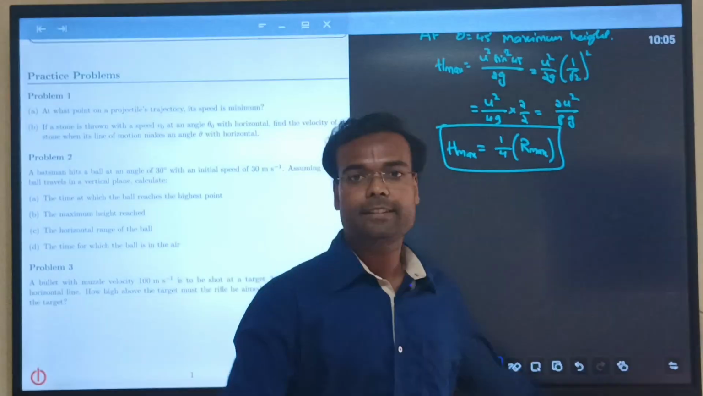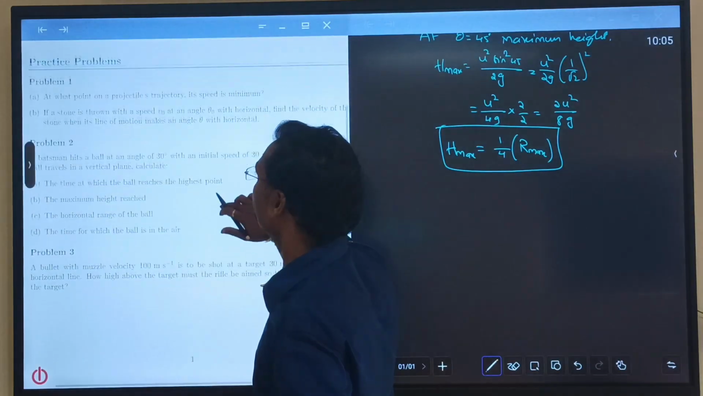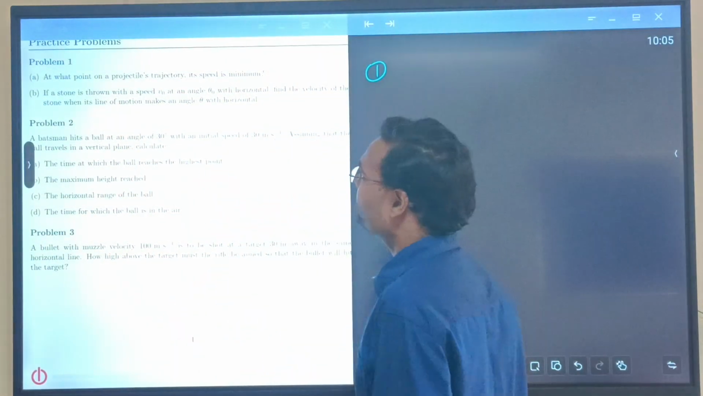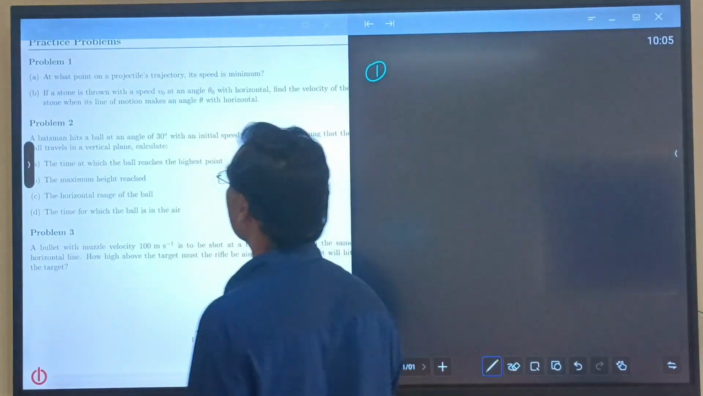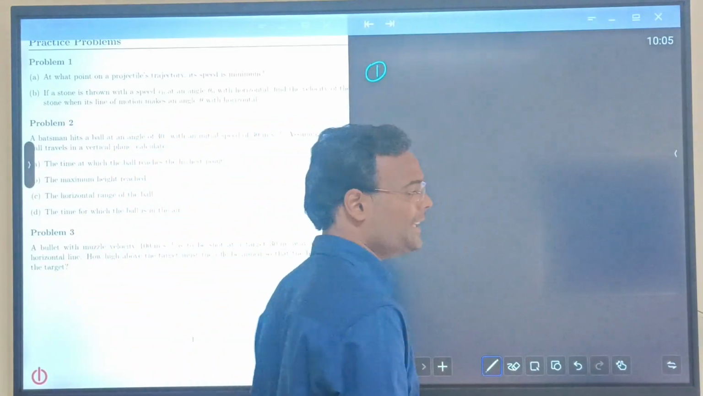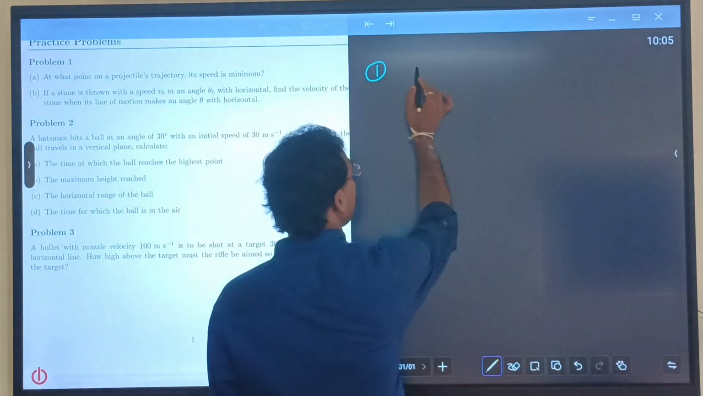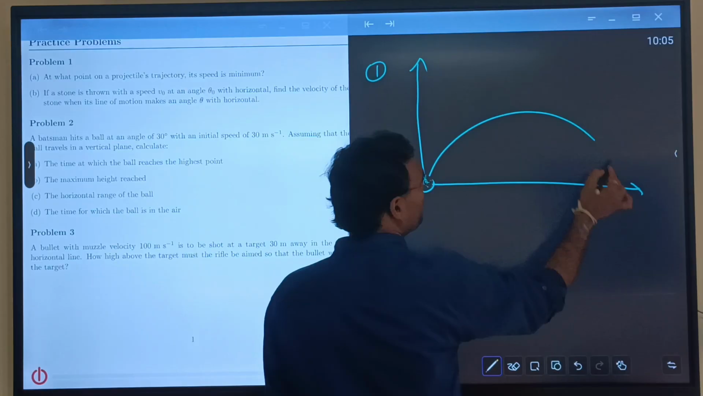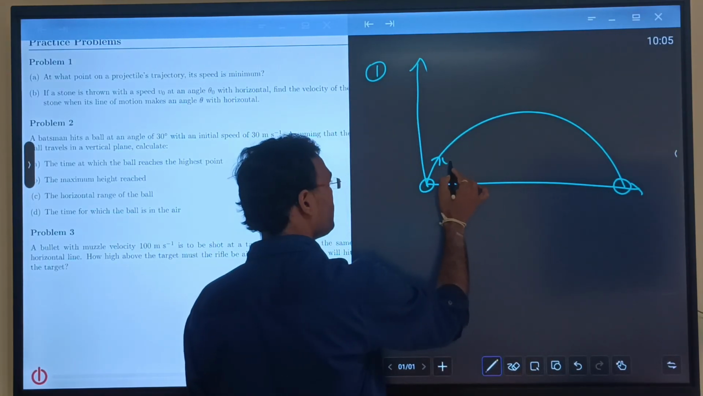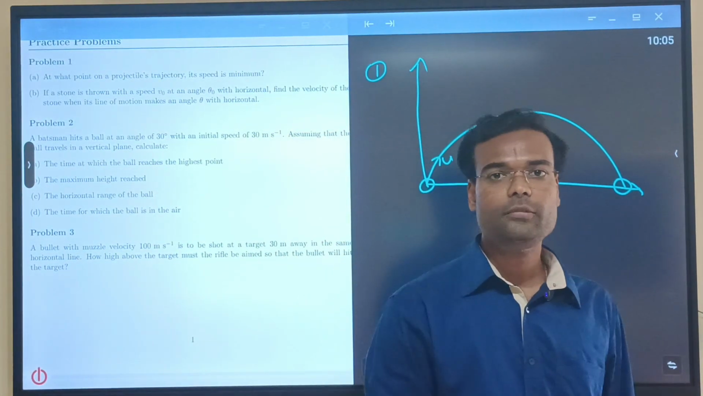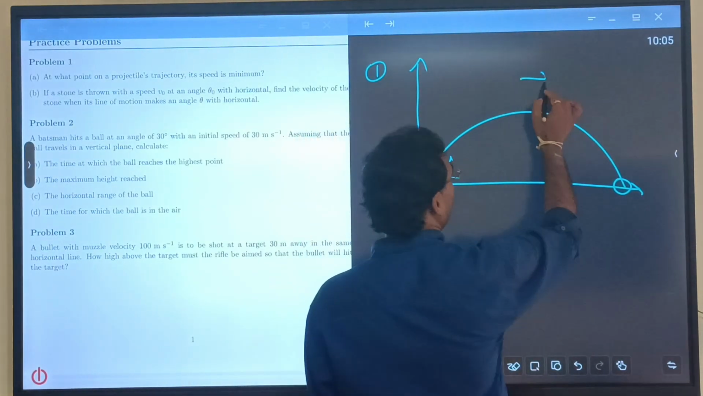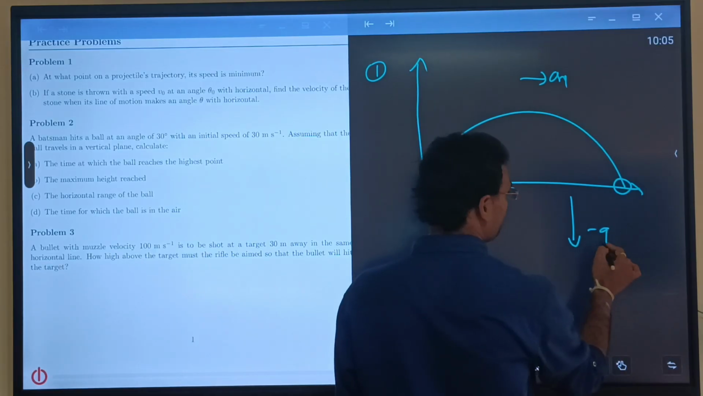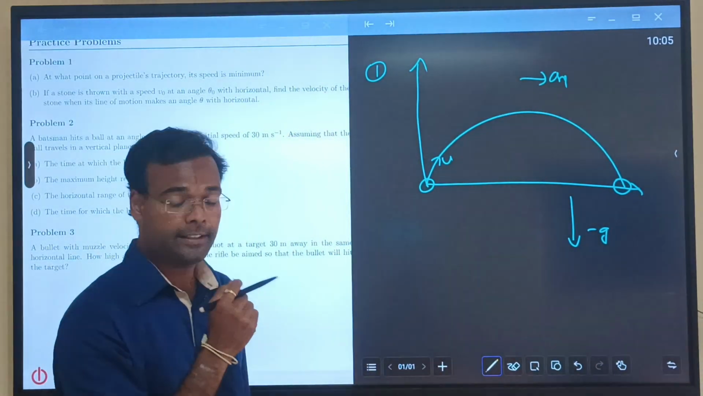Chalo, let us see some numericals on projectile motion. Number one, the first numerical problem on projectile motion is: at what point on a projectile's trajectory is its speed minimum? See here, when the object is in projectile motion, it starts its journey and moves like this, and initially it possesses a certain amount of velocity u, and there is no acceleration on the x-axis, and only acceleration due to gravity is acting in the downward direction, minus g. No other accelerations exist.